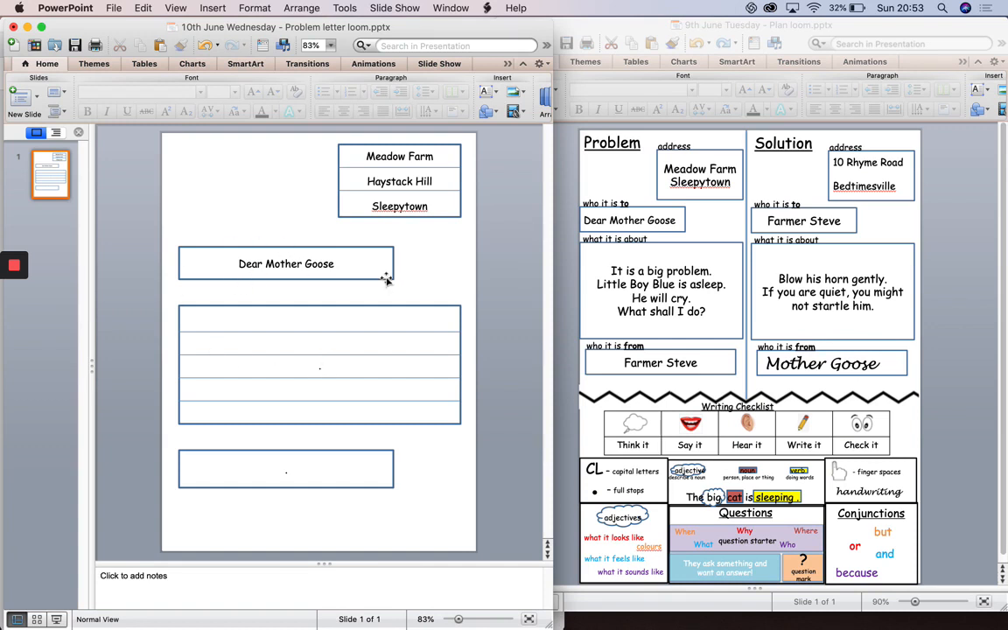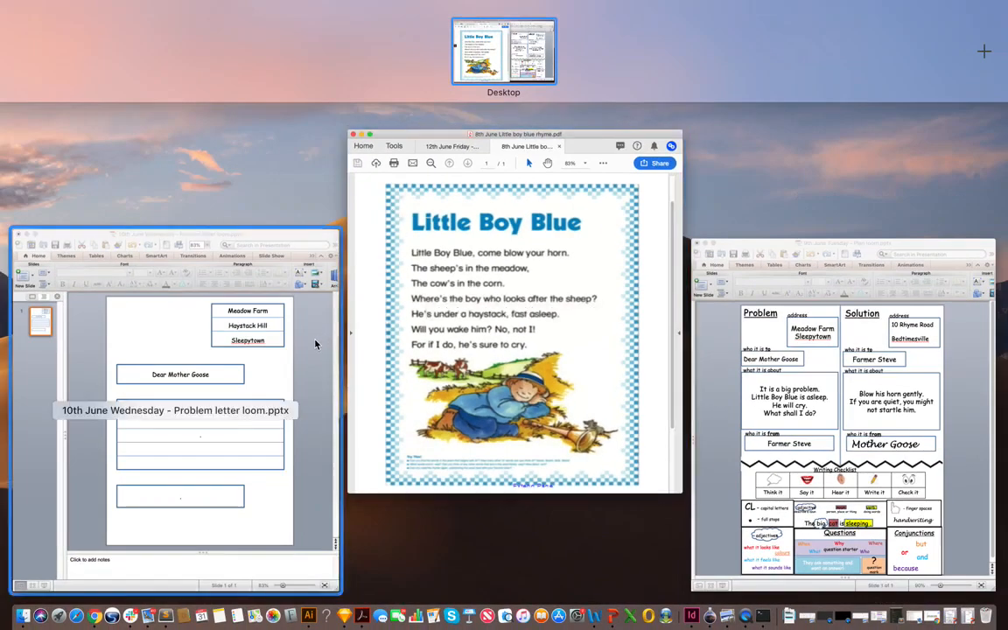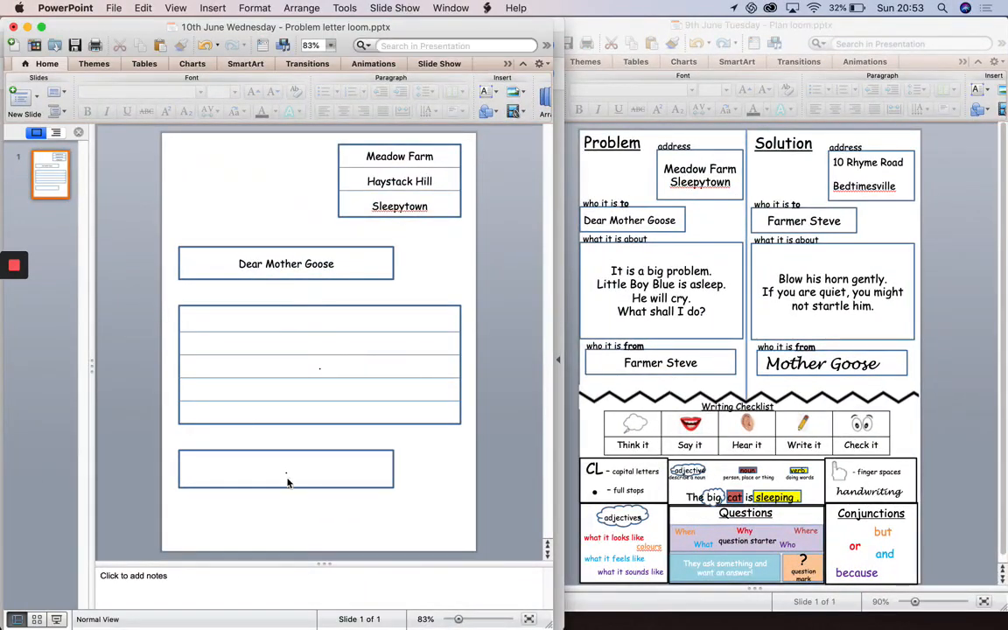So I've got Dear Mother Goose, I've copied that over. I added a bit more to the address here, so it's Meadow Farm on Haystack Hill, Sleepy Town. I looked for the spelling of haystack on here as well, just to help me out. And who it is from, Farmer Steve, but I'm not going to just write Farmer Steve, I'm going to write a little bit more here. He's going to say love from Farmer Steve. It's a little bit of a nicer way to finish a letter.